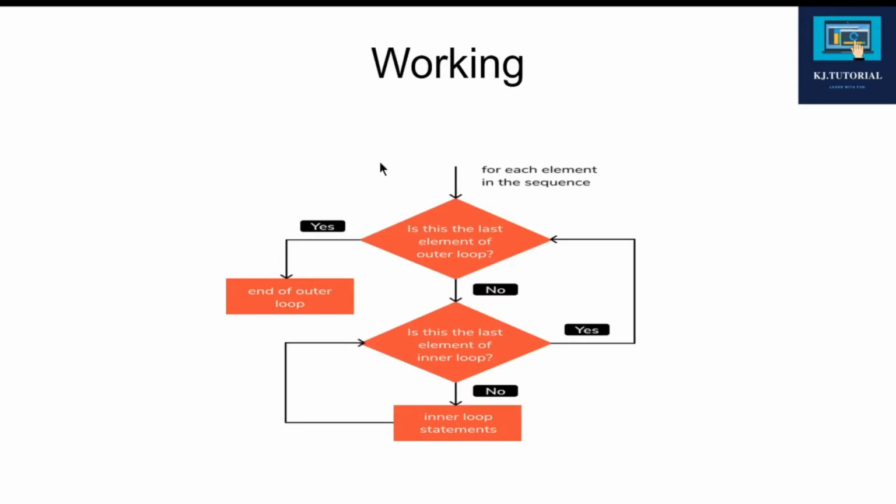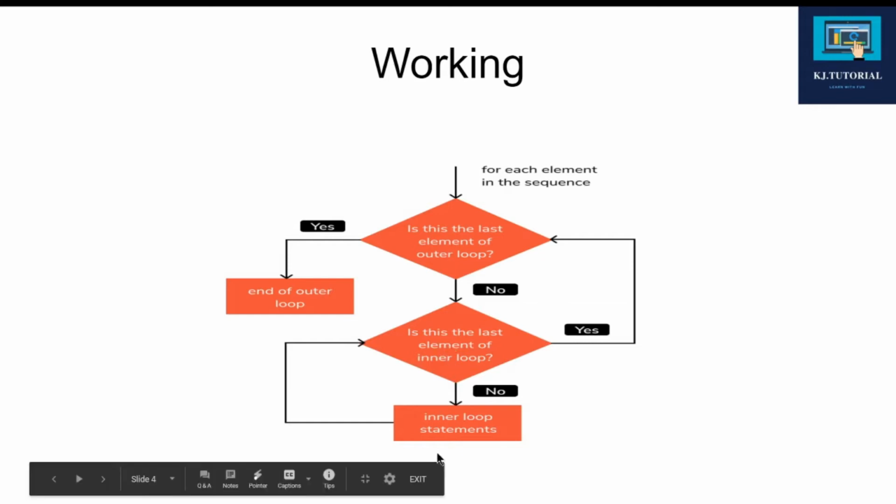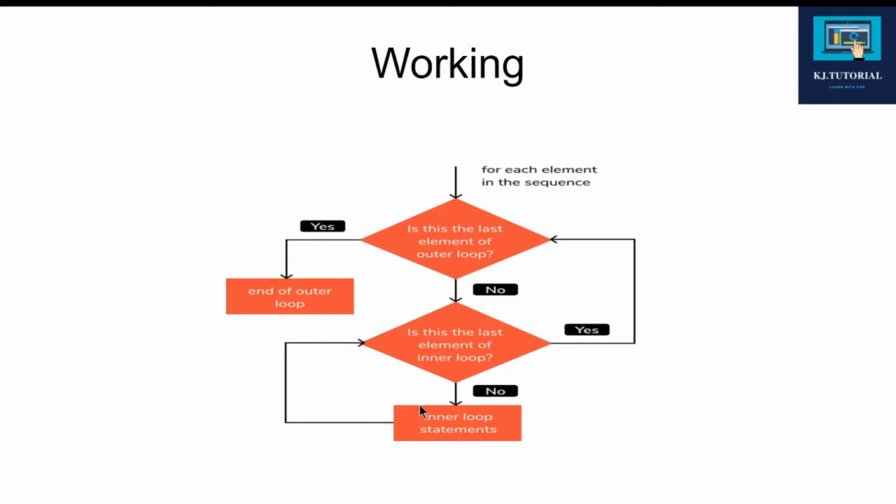Then the working of a nested loop. For each element in the sequence, is this the last element of the outer loop? If it is yes, then it will end the outer loop. If it is no, then it will go to the inner loop. If the inner loop is executed, then it will again go to the outer loop. If it is not executed, then it will again execute the inner loop statements. You'll get to know how it works with the help of examples.